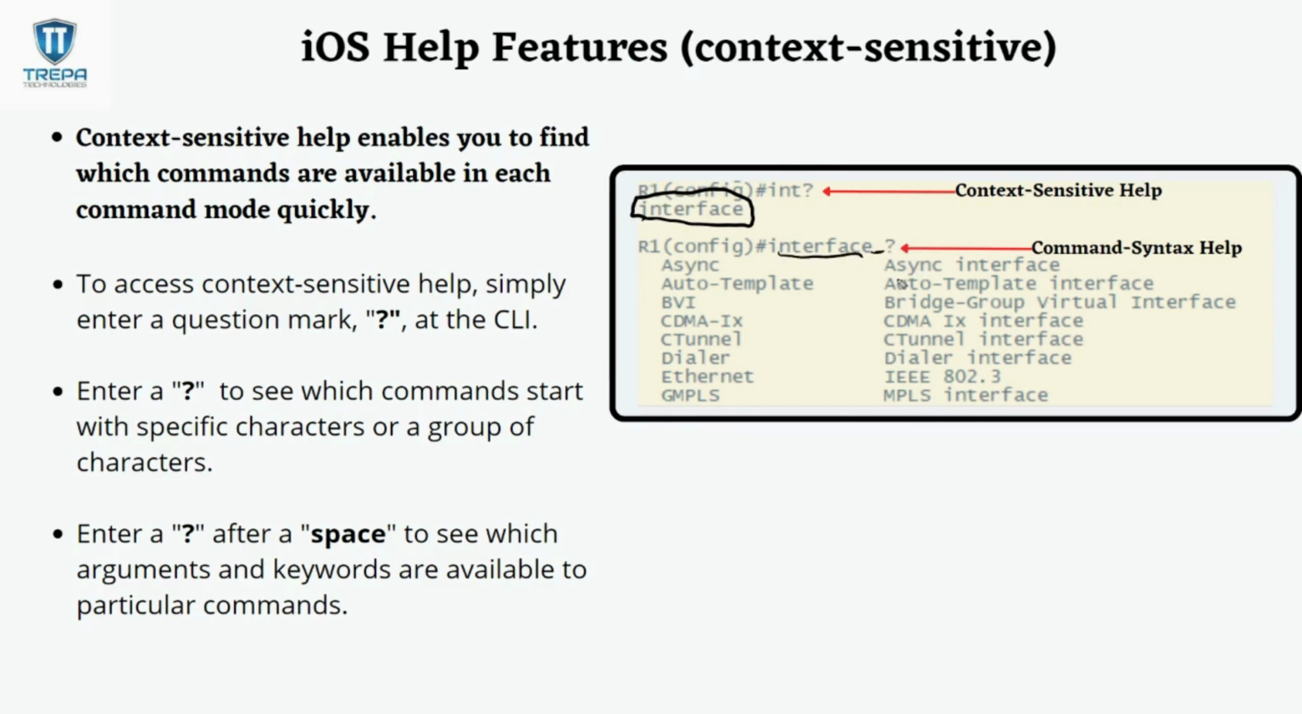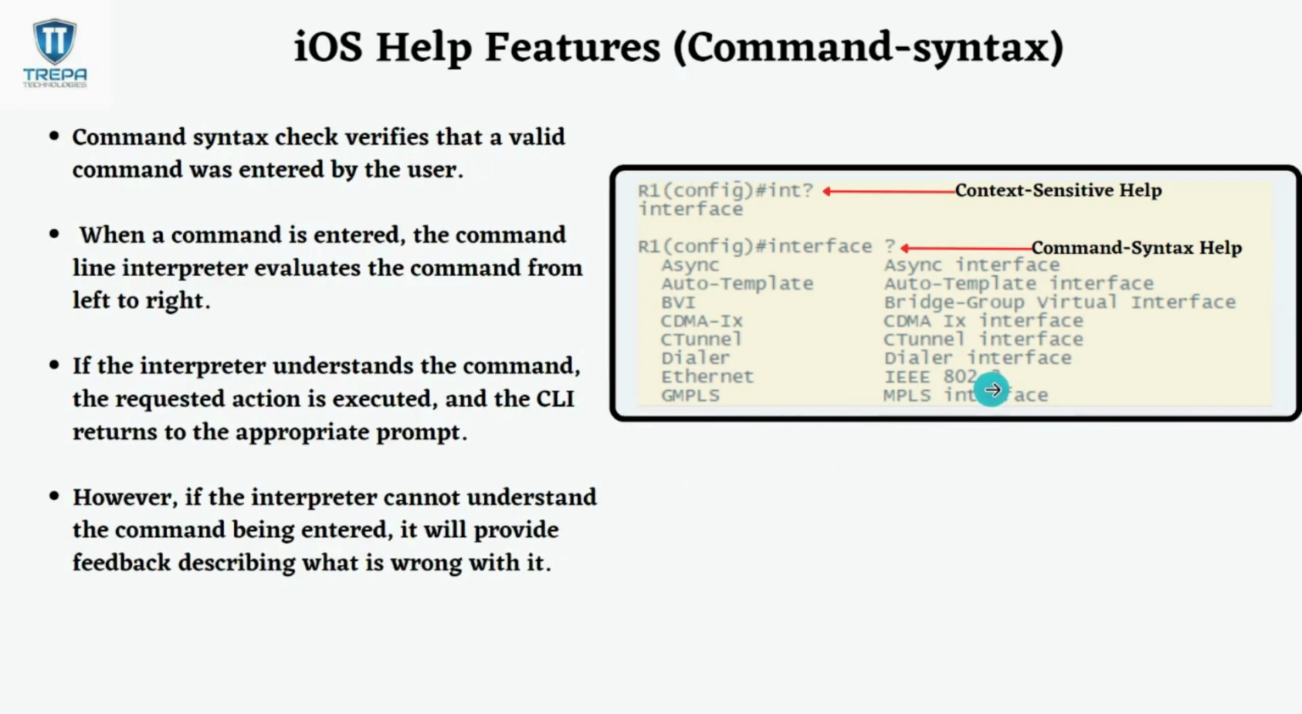And we use a question mark for all this. So enter a question mark to see which commands start with specific characters or a group of characters. Enter a question mark after a space to see which arguments and keywords are available to particular commands. Pretty self-explanatory, I think, right? We do a question mark without the space. It lets us see if that's even a correct command I'm trying to type in, or what's the completion of it, or what is available from those letters. You put the space, this lets you see what comes after that command, what keywords or arguments.